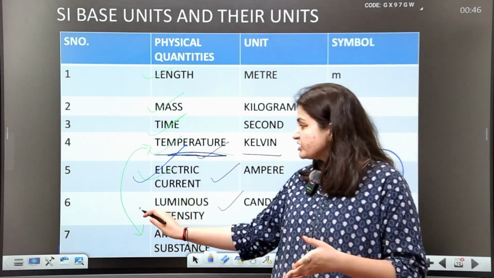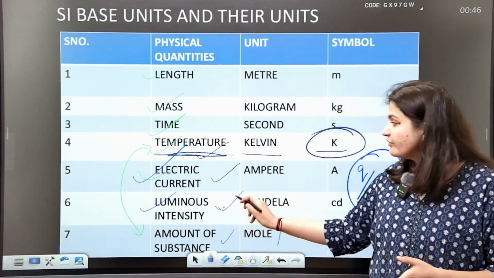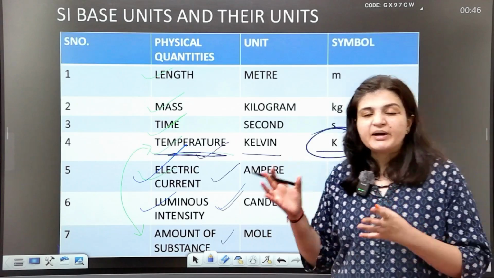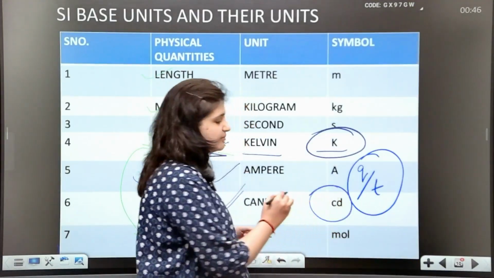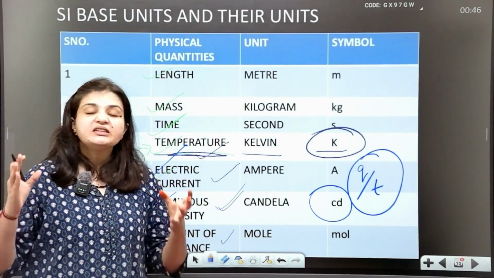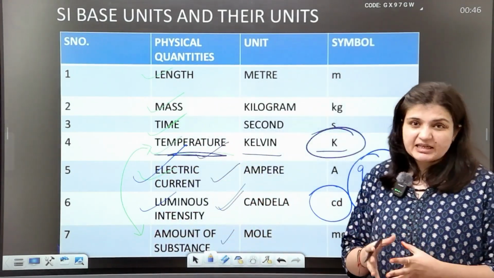Then there was the inclusion of luminous intensity, which measures the amount of light that is generated per unit area. The amount of light, the intensity of light. And how do we measure that intensity of light? We measure it in terms of candela. So in the unit of candela, we measure this luminous intensity.